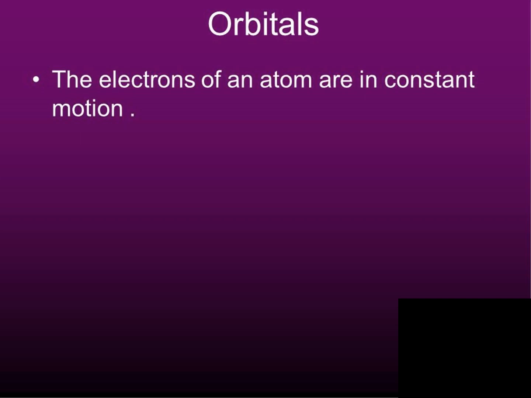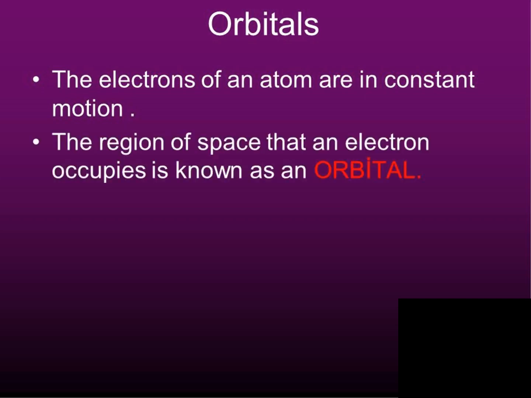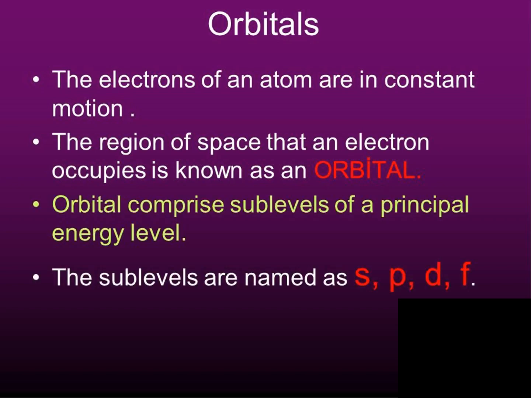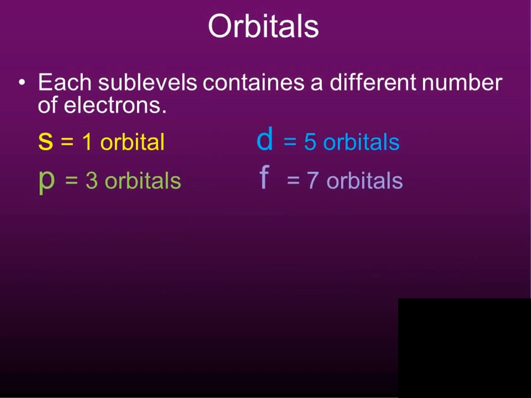Coming to orbitals, the electrons of an atom are in constant motion. The region of space that an electron occupies is known as an orbital. An orbital comprises sublevels of the principal energy level. Those are s, p, d, f, which we understood from the first slide. The s has 1 orbital, p has 3, d has 5, and f has 7 suborbitals. The total number of electrons is important: 2 electrons fit in s, 6 in p, 10 in d, and 14 in f.